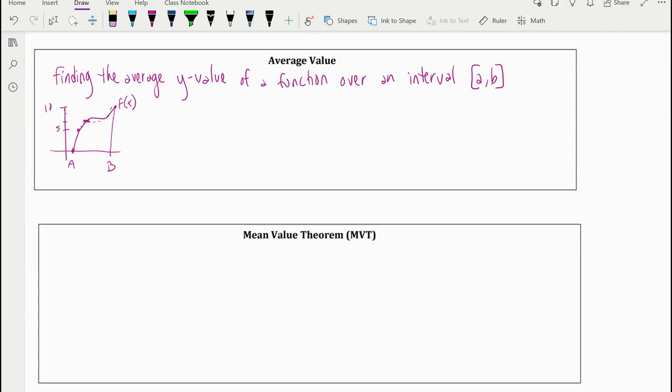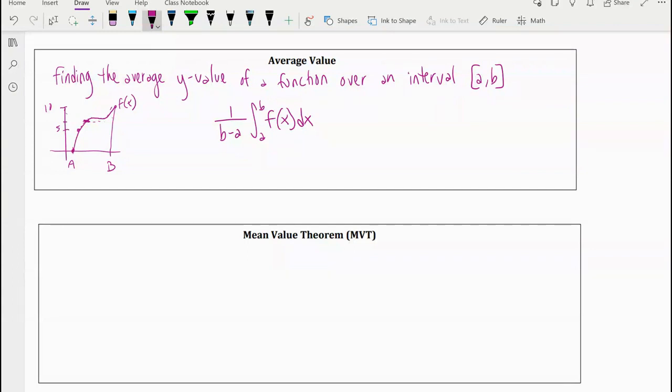So to find the average value, it's the integral from A to B of f of x dx. So that adds up all of the area. And then you need to divide by the total width. Okay, so again, average in this case is like adding up all the y values and then dividing by the width. And adding up all of the y values is basically finding the area under the curve. So if you find the area under the curve and then you divide it by the width, that's going to give you that average y value.